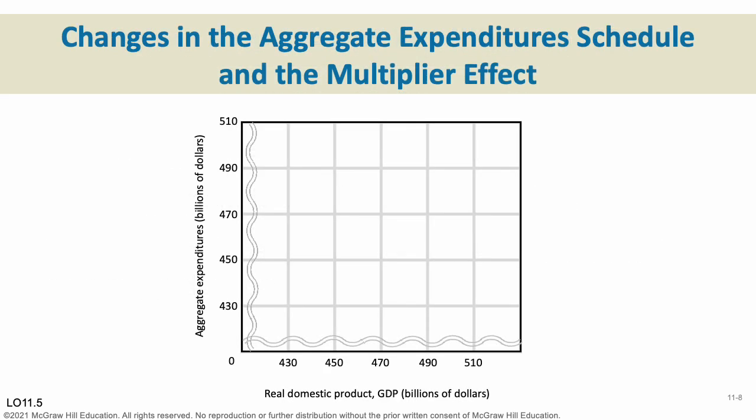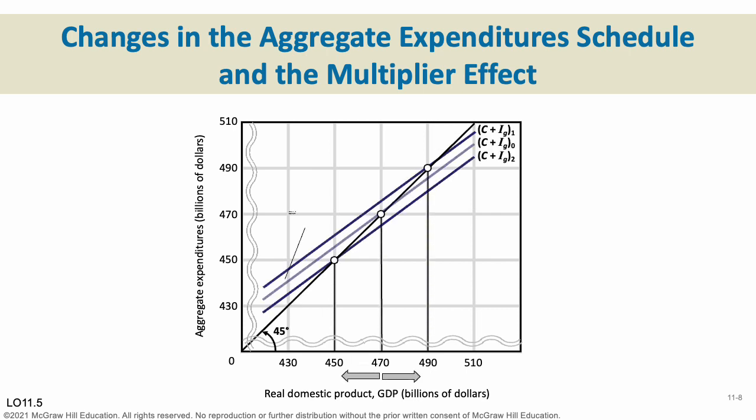So if we look here, changes in the aggregate schedule and the multiplier effect. Remember, we have that notion of a multiplier, and our multiplier here is going to be equal to 4. And that 4 is exactly the one we were looking at previously. So in this case, an upward shift of the expenditure schedule from C plus IG0 to C plus IG1 will increase equilibrium GDP. A downward shift will lower it. And the extent is depending on the size of the multiplier. In this case, your multiplier was 4.